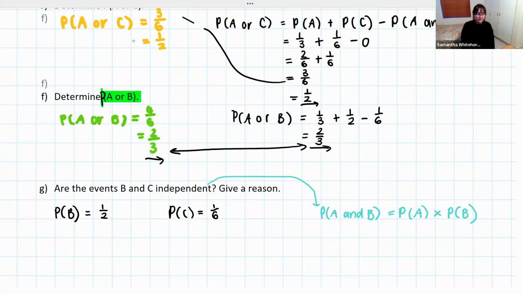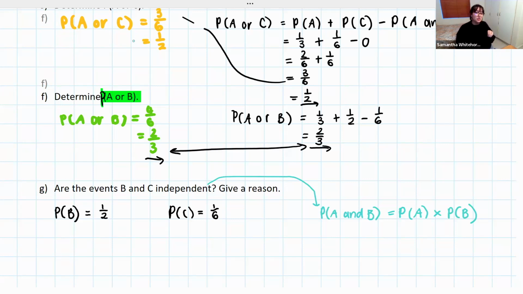Okay. When it says give a reason, this is where we want you to mathematically prove it. What's important, guys, is you cannot work with this as an equation. If you work with this as an equation, you are already assuming that they're independent. We don't know that they are. We need to prove that they're independent.